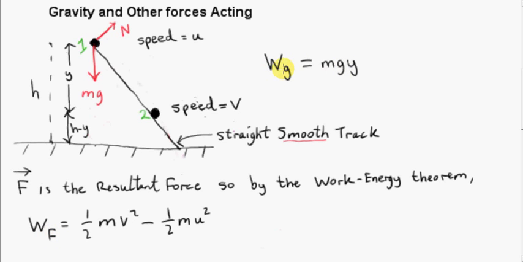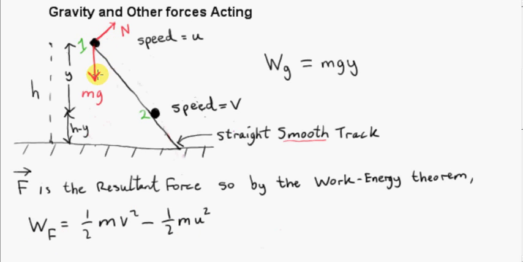So we have to be careful here. We can't just say, oh, the work done by gravity is the change in the kinetic energy. We have to consider the work done by the resultant force. Only the work done by the resultant force is the change in the kinetic energy. So let's look at the resultant force on this particle.